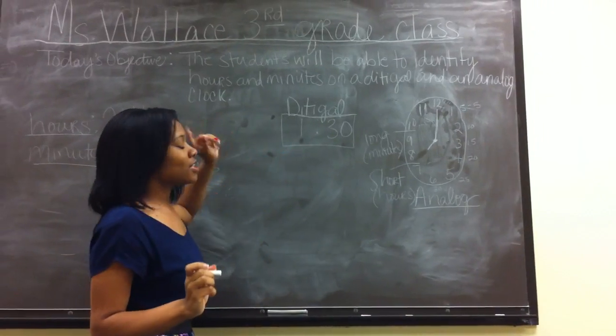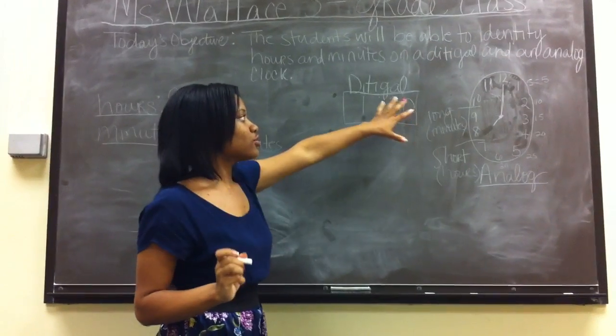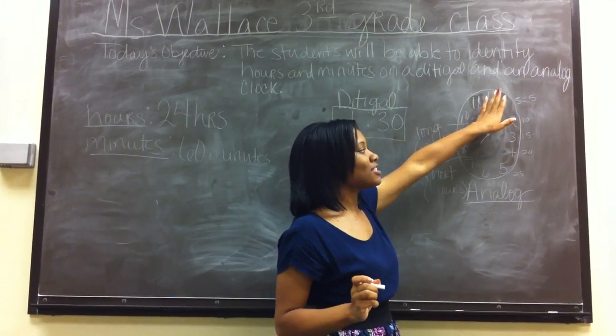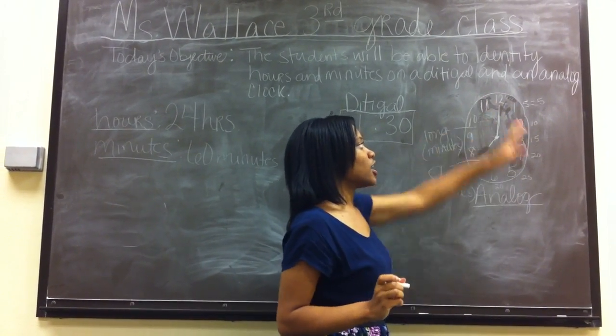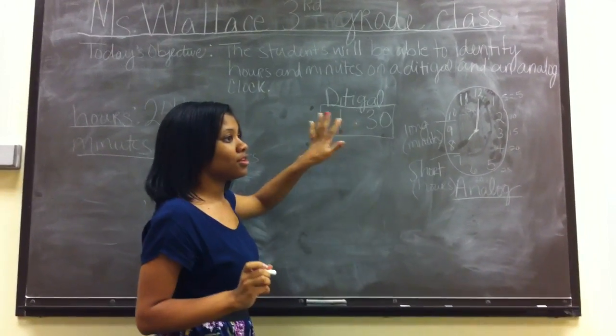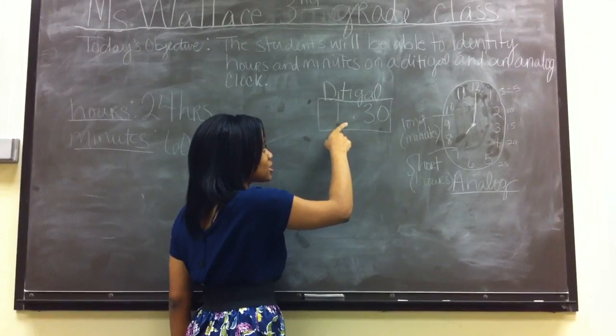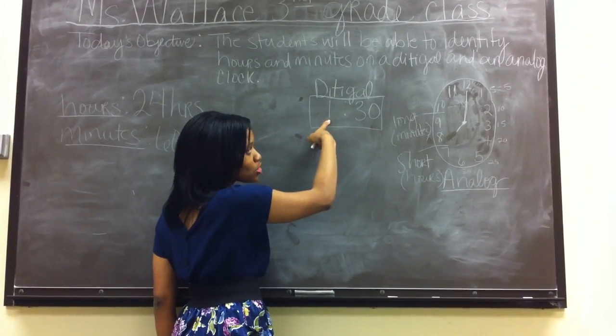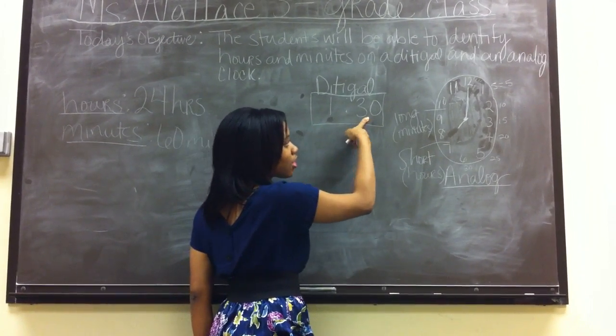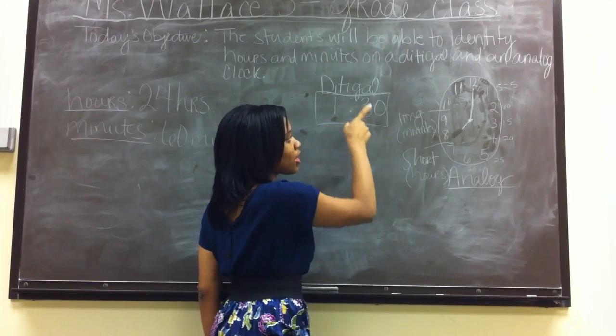For the digital clock, it already tells you. It doesn't have the little lines in between all the numbers. It only has the time it already is. Okay? So this one says the hour is 1 and 30. So that means it's 1:30.